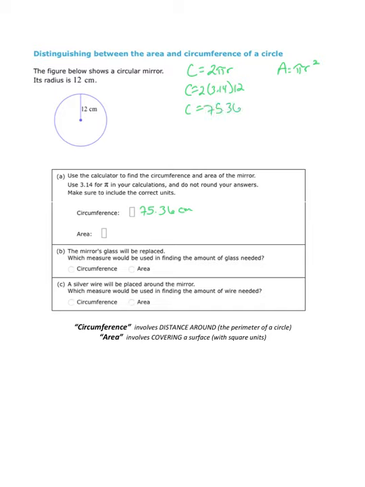And area, pi r squared. Area equals pi times 12 squared. Area equals 144 pi. Area equals 144 times 3.14. 452.16.